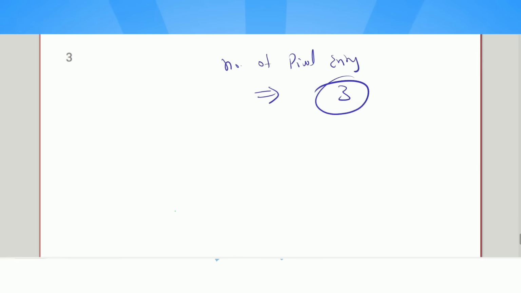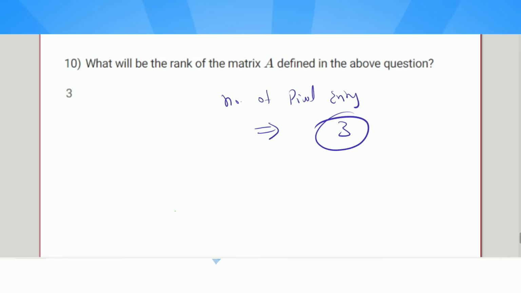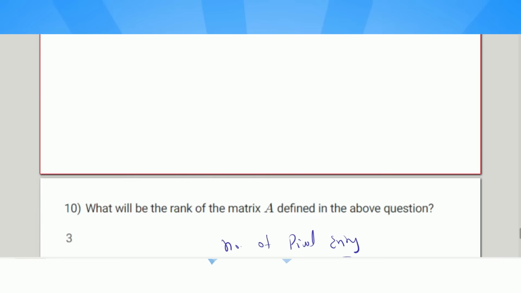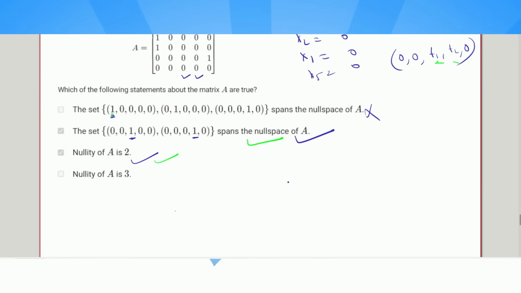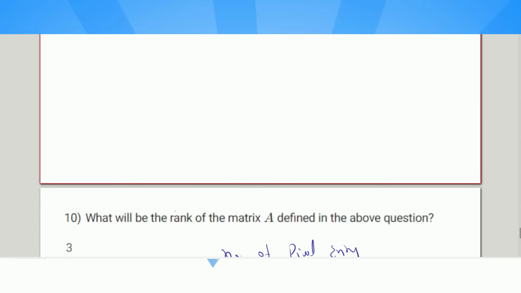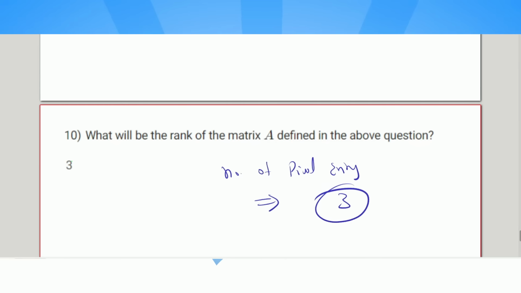Okay, come to the 10th question. What will be the rank of the matrix defining the above question? The rank is the number of columns having pivot entry. How many columns have pivot entry? x1, x2, and x5. 3 columns. So the rank will be 3. Okay. That's all, guys. Thank you.